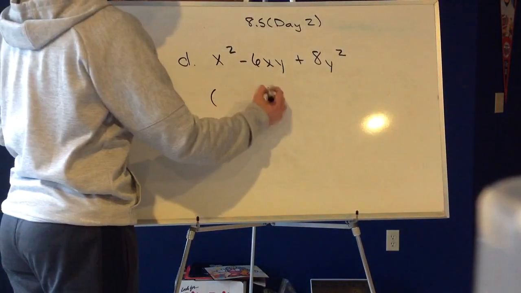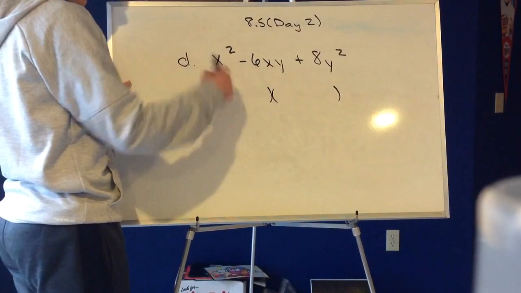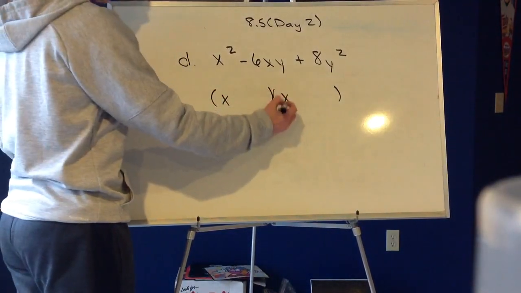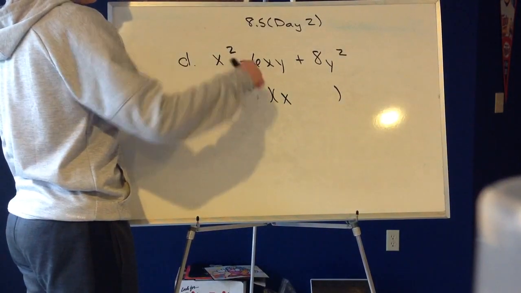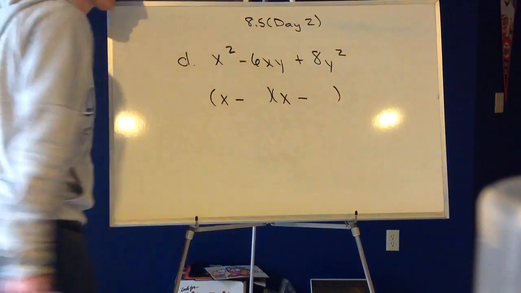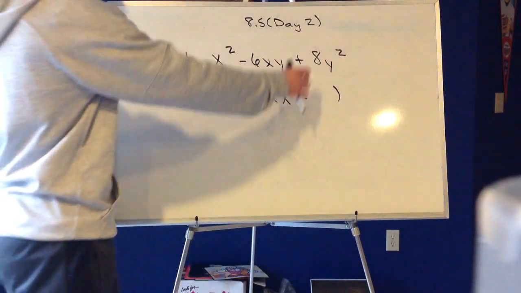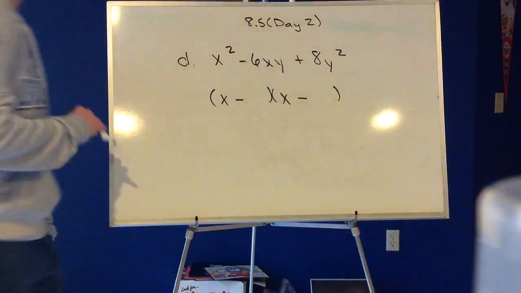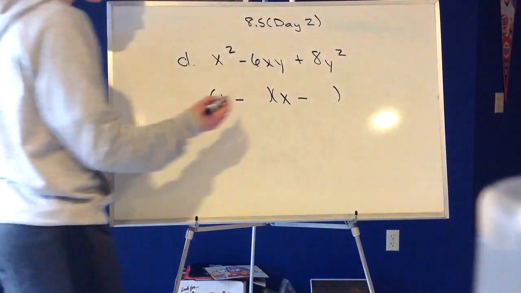So I am going to go directly to my sets of parentheses. I still have an x squared here, so I'm going to have an x and an x. My sign is positive and then negative here, so that tells me they're both negative. Now, I recommend just ignoring that second variable for a second here. Just think about what are factors of 8 that will give me negative 6. And it would be negative 4 and negative 2.